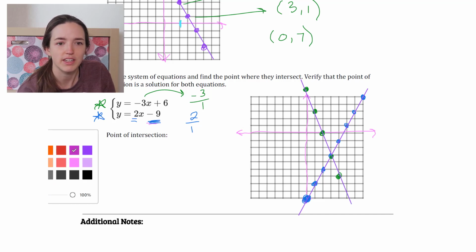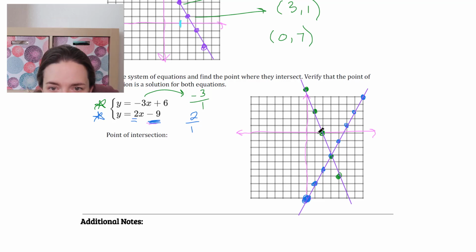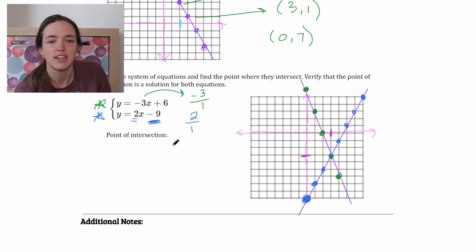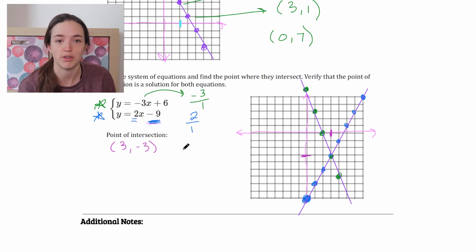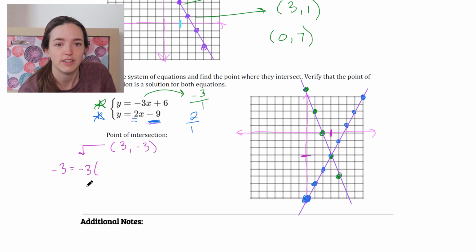Okay, now we can get to the intersection. So that is at 3 on the x-axis, negative 3 on the y-axis. So the point of intersection is (3, negative 3). Now they told us to verify that this is a solution for both equations. So what we have to do is plug it into each equation. So this y, I'm going to put in negative 3 equals negative 3, instead of x, I'm going to plug in this 3. It's a lot of 3's. And then let's just see if this works out.